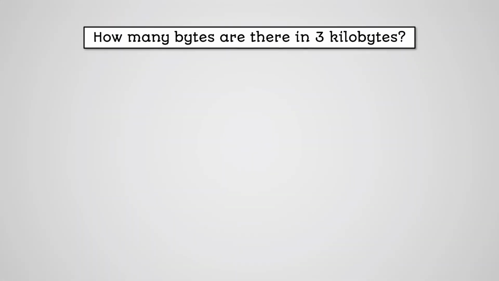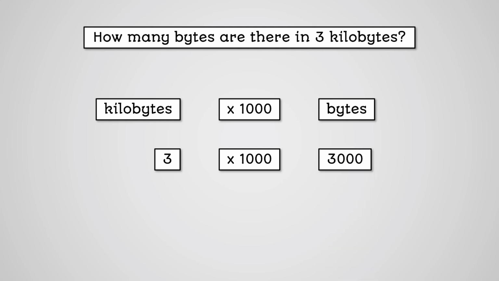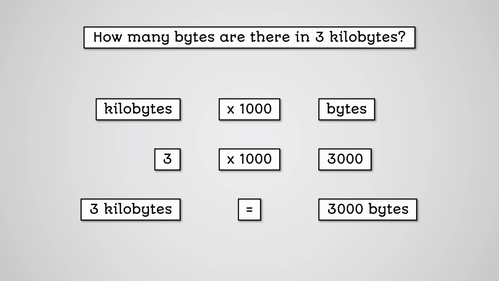Let's look at an example. How many bytes are there in 3 kilobytes? To move from a kilobyte to a byte, we multiply by 1000. 3 multiplied by 1000 is 3000. So 3 kilobytes equals 3000 bytes.